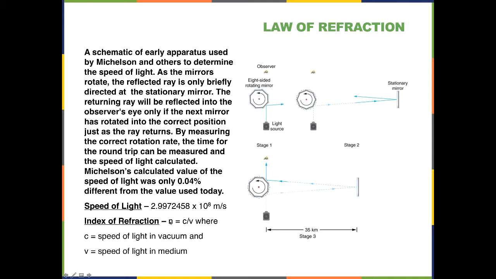The index of refraction is the speed of light in a material. The index of refraction of any material is the speed of light in a vacuum, which is this number, divided by the speed of light in the medium, air, water, glass, etc. So the index of refraction is always some number greater than 1 because the speed of light in a vacuum is as fast as it can possibly go.